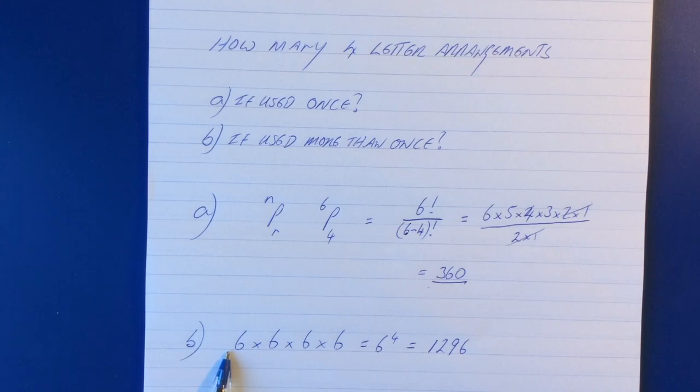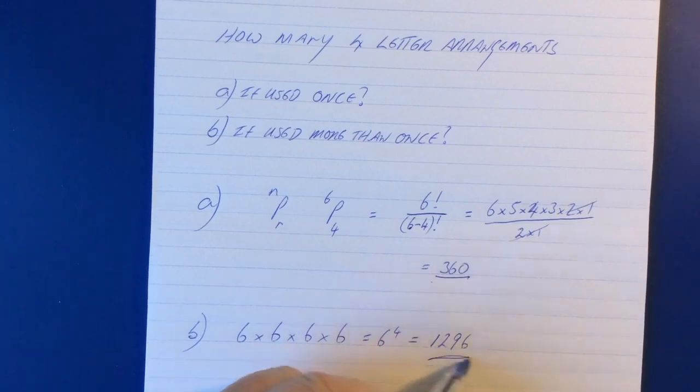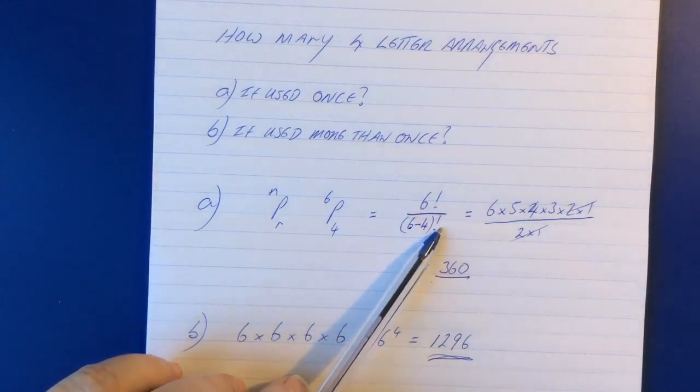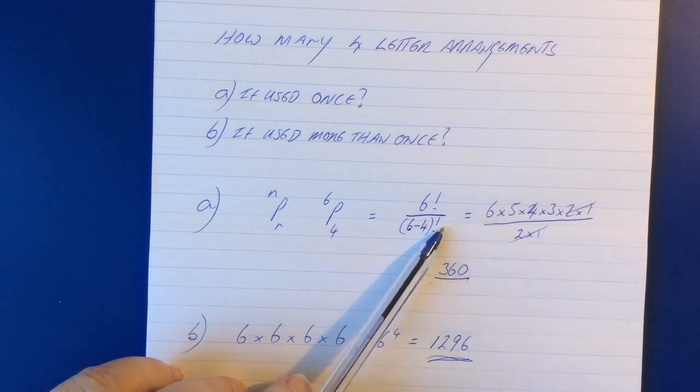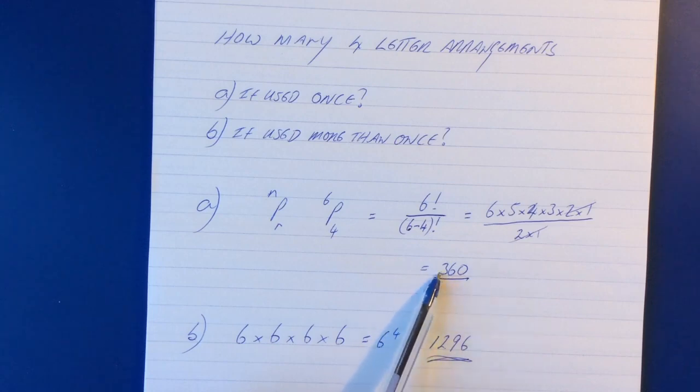Order is important. And so it's 6 choices times 6 choices times 6 choices times 6 choices. 4 of them. And the answer is 1296. If order were not important, this would be a much smaller number. It would be this with the addition of 4 factorial in here, which would increase the denominator, which would make it a smaller number than this.